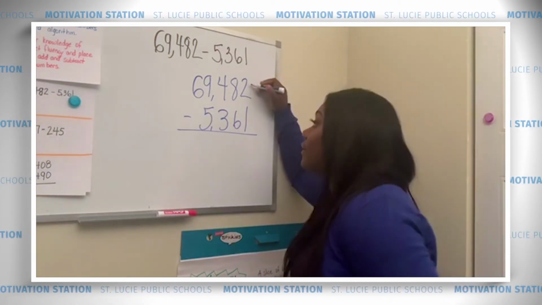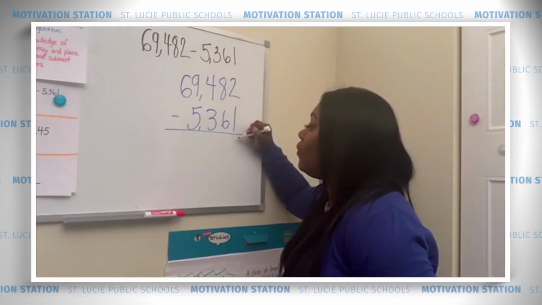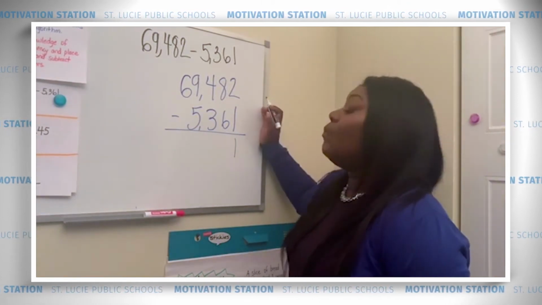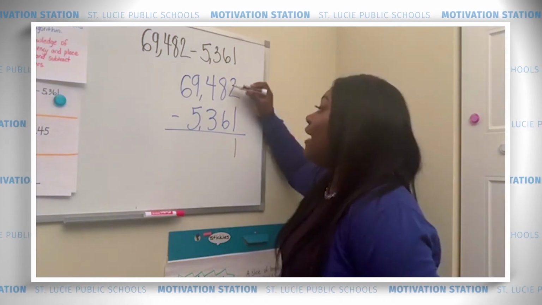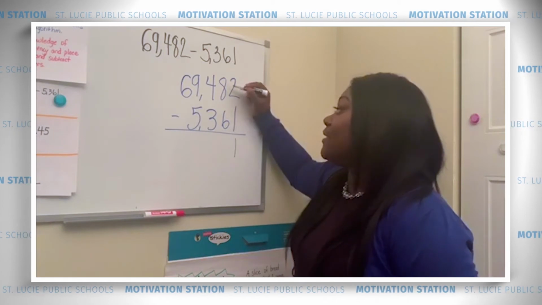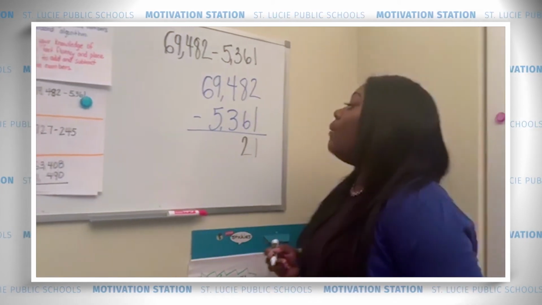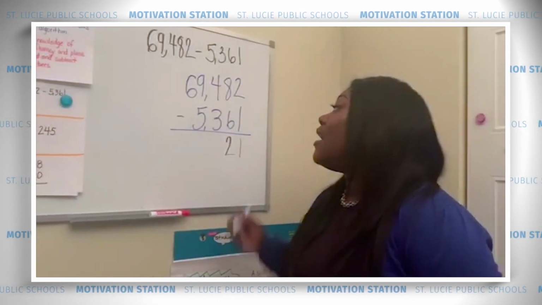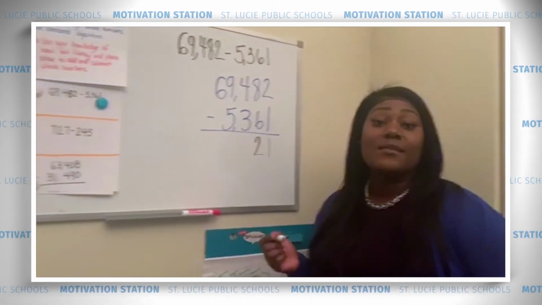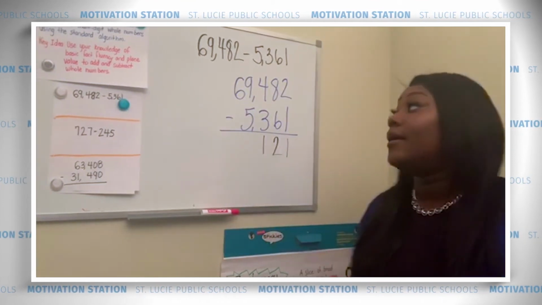I have two ones, and I'm going to subtract 1 one. Two ones take away 1 one is 1 one. Moving to the tens place. I have 8 tens, and I'm going to subtract 6 of those tens. 8 tens minus 6 tens equals 2 tens. Moving over to the hundreds place. I have 4 hundreds, and I'm going to subtract 3 of those hundreds. That will leave me with 100.